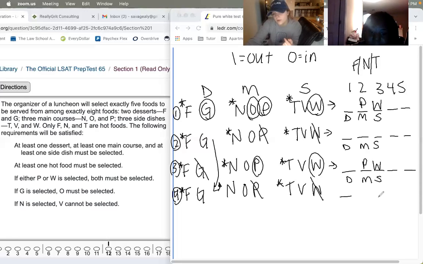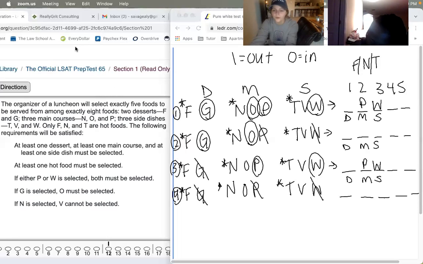W. Okay. Right. And in the second world, we can select G and select O. And then in the fourth world, take out G. Yeah. Okay.